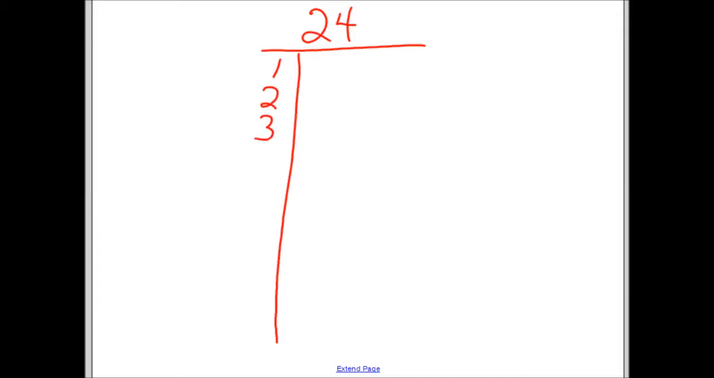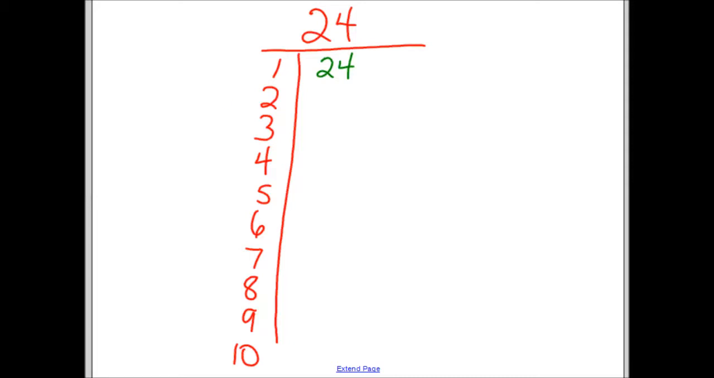So let's look at the first number today, and that's 24. I'm going to make my list of factors going down on the left, 1 through 10, and we're going to eliminate or define which ones are factors. Let's look at the first one. 1 is a factor of all numbers, and I know that 1 times the number is always the product, so 1 and 24 would be factors of 24.